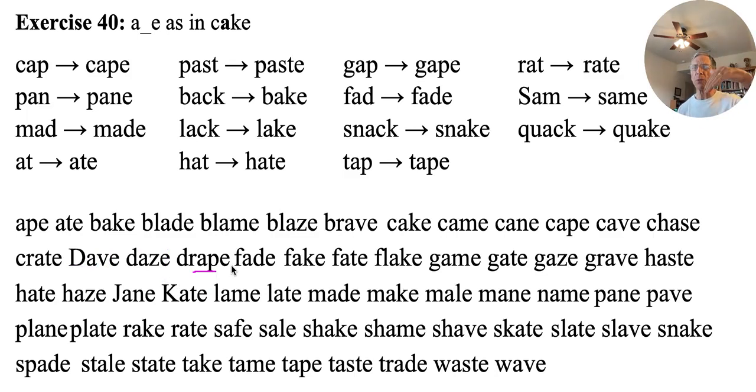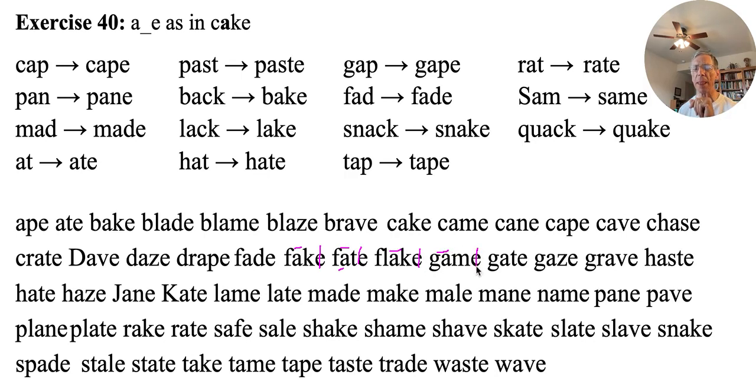Drape, another word for curtains. Fade. Fade, leave something out in the sun and it may fade, change its color. Fake, a fake diamond. Fate, fate is something that's going to happen that you can't change. Flake, a snowflake. No two snowflakes are the same.